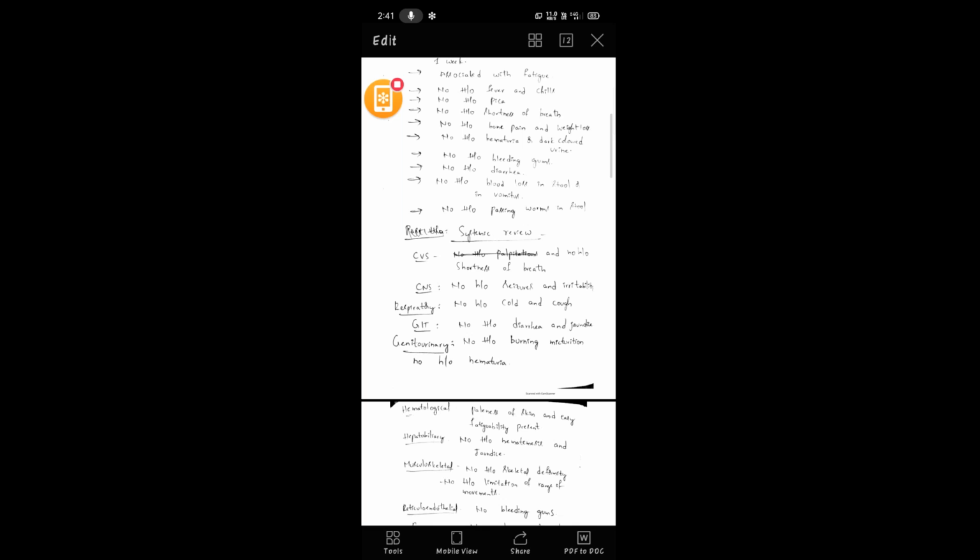Systemic review. Cardiovascular system: no history of shortness of breath. CNS: no history of seizures and irritability. Respiratory system: no history of cold and cough. GIT: no history of diarrhea and jaundice. Genitourinary: no history of burning micturition and no history of hematuria. Hematological: paleness of skin is seen and easy fatigability is present. Hepatobiliary: no history of hematemesis and jaundice.